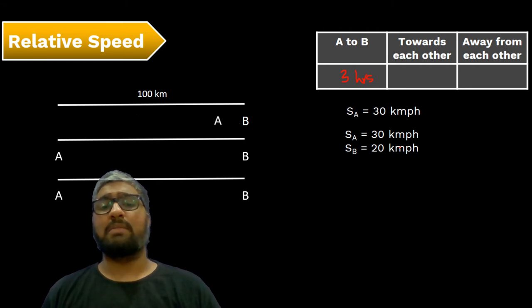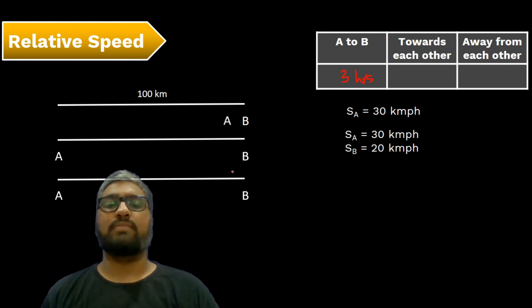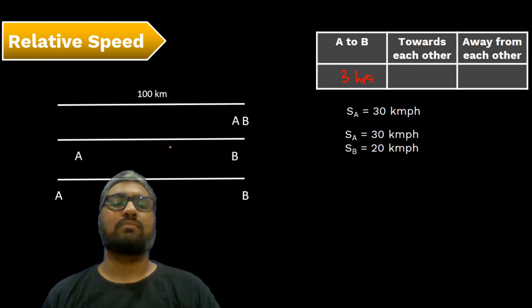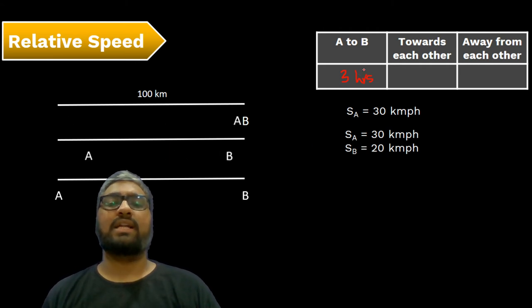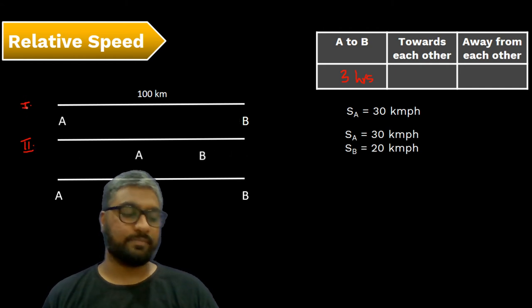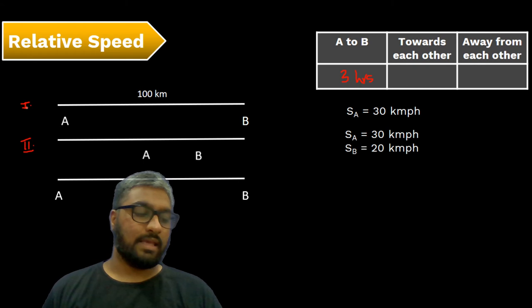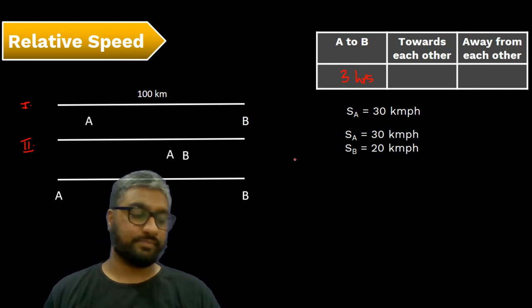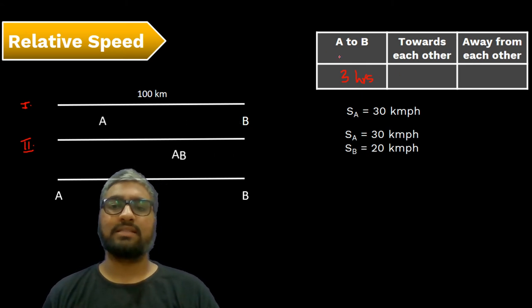You tell me one thing, guys, when A and B decide to meet somewhere midway, for example, here, would it take more time than the first case or less time? This is the first case. This is the second case. So you tell me, would the second case take more time than the first case or less time? More than 3 hours, less than 3 hours.